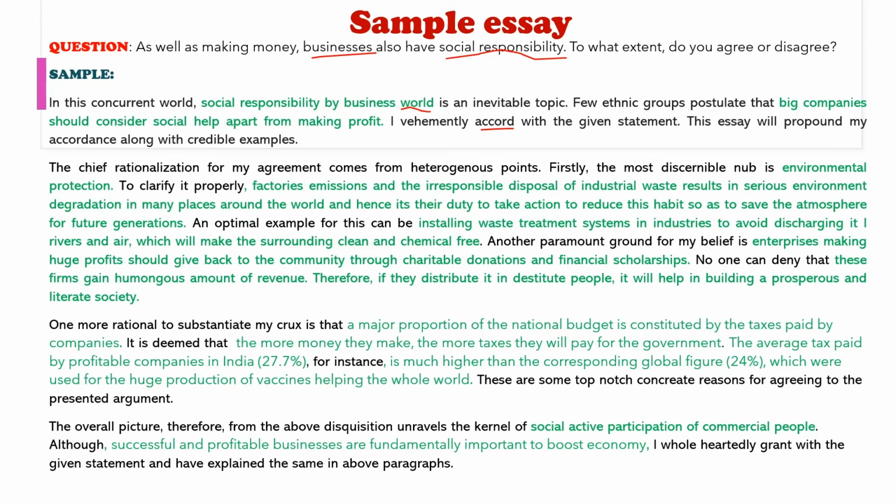Then another paramount ground for my belief is that enterprises making huge profit should give back to the community through charitable donations and financial scholarships.